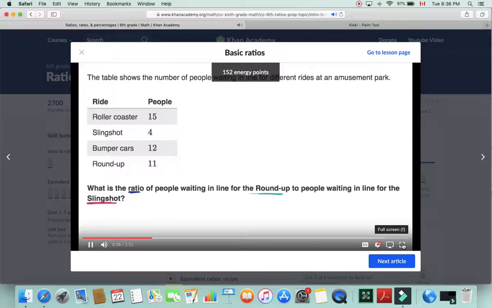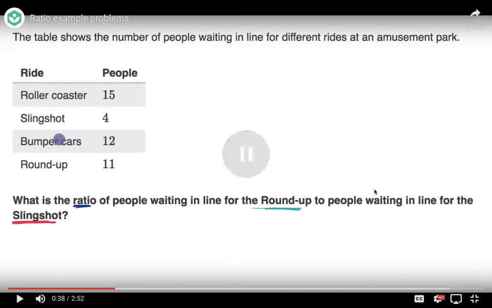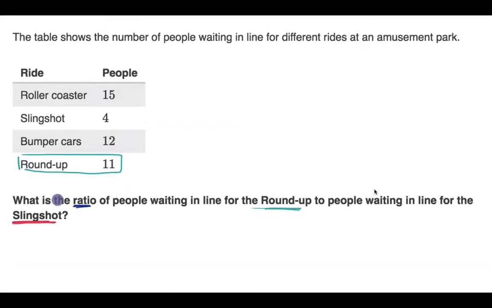So the ratio of the people waiting in line for the Roundup. You guys should also pause the video and try to figure it out yourself. This is the Roundup right over here, to the number of people waiting in line for the Slingshot. There are 11 people waiting in line for the Roundup, and there are 4 people waiting in line for the Slingshot. So the ratio is 11 to 4, or for every 11 people in line for the Roundup, there are 4 people waiting in line for the Slingshot.